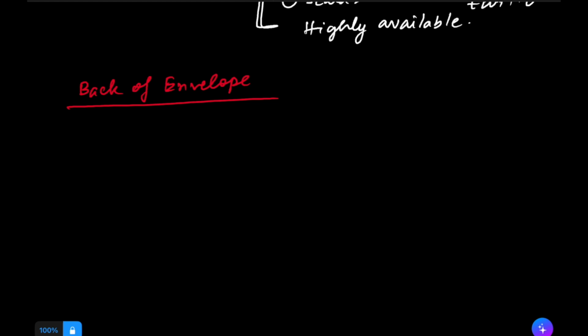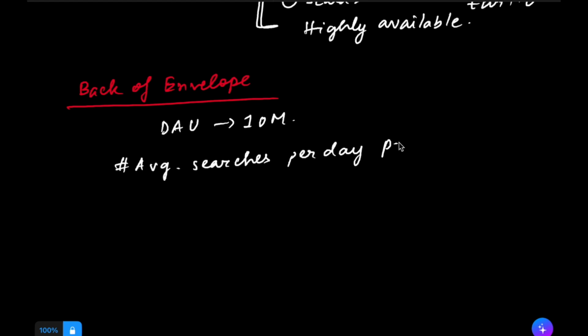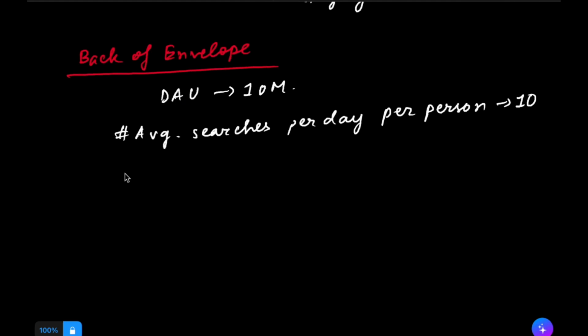So we assume that the number of daily active users is 10 million, and let's say the average number of searches per day per person is 10 searches in a day, and each search on average consists of 4 words with 5 characters each.